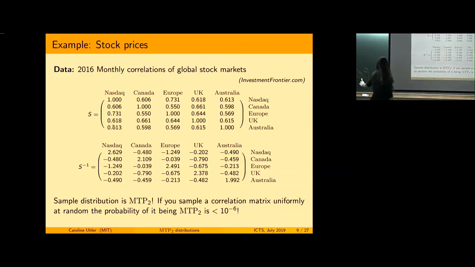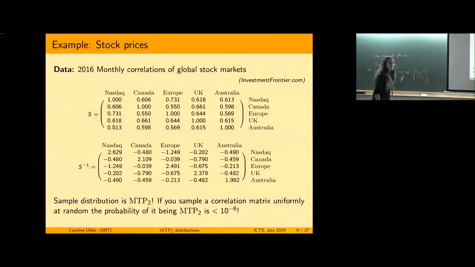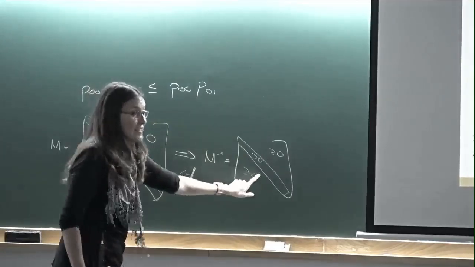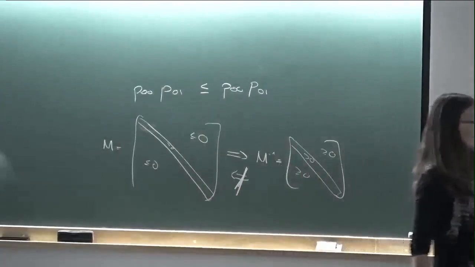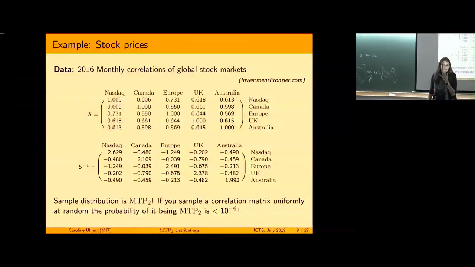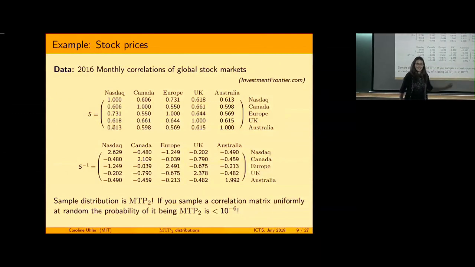In general, as I said, it's not the case that just if I inverted, it's MTP2, right? This is a much stronger constraint than this. But it just so happens that this one here is actually MTP2. It shouldn't happen, right? They're so rare, it really shouldn't happen that I can actually find these matrices.